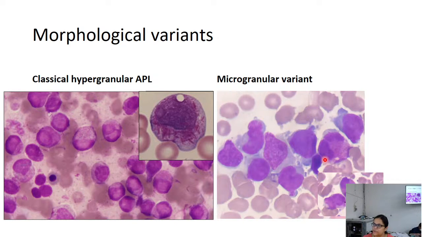The close differential diagnosis of this is the monocytic leukemias. As soon as we see the classical morphology of APL, we alert the clinician that we are suspecting APML, so that early treatment can be initiated.